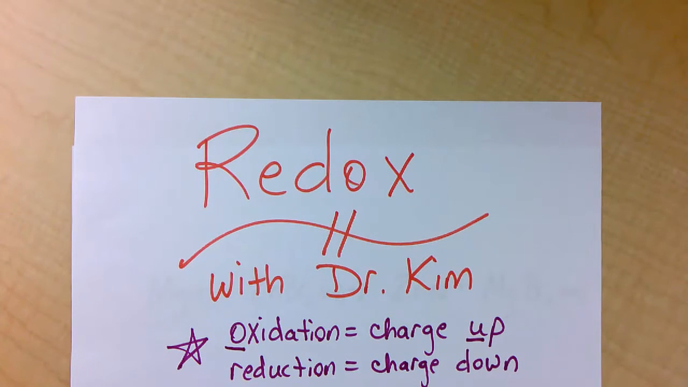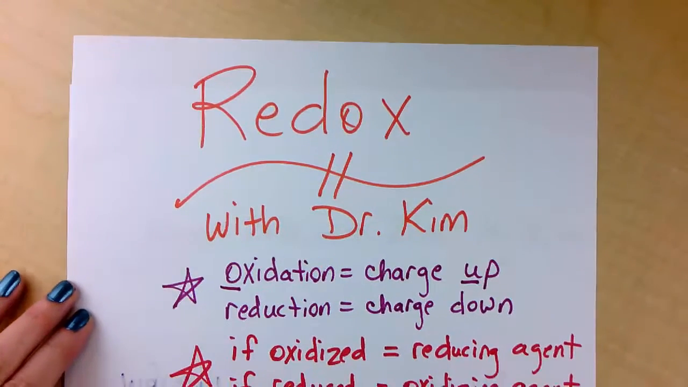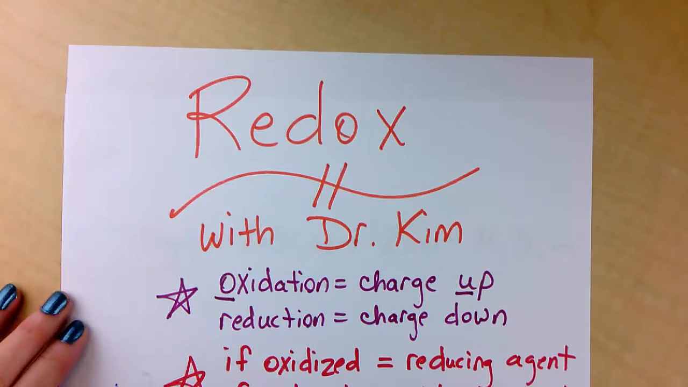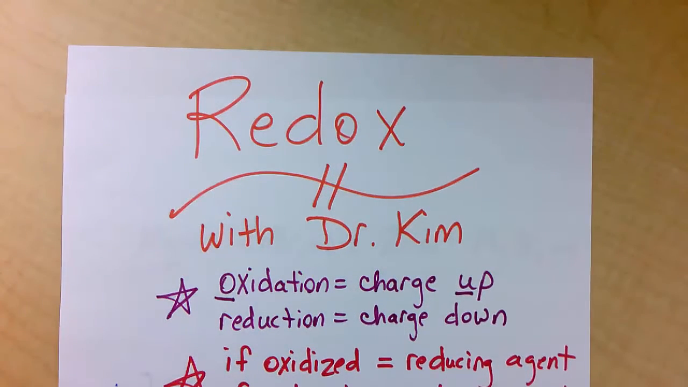We also have agents when we talk about redox reactions. Now, agents are helpers. Think about a travel agent. Does the travel agent travel? No. The travel agent helps someone else travel. Well, that's what the agents are. If you are oxidized, then you're actually called the reducing agent because someone else was reduced and you helped them.